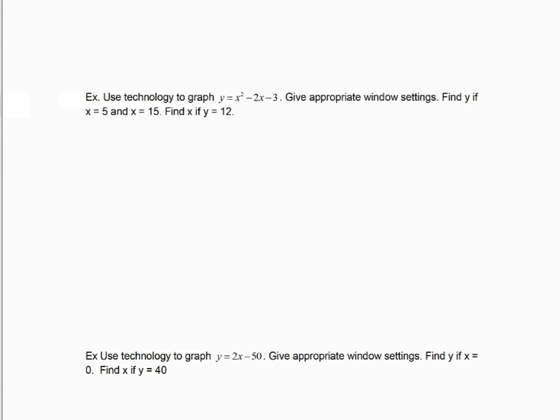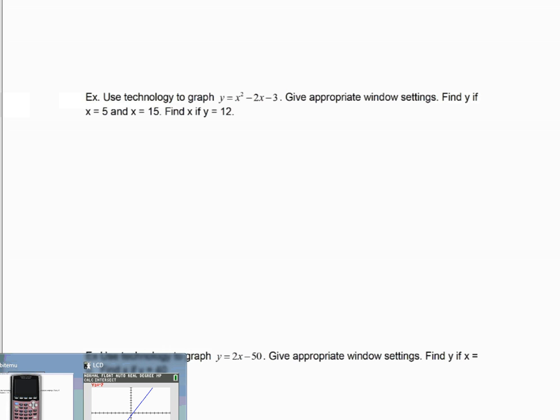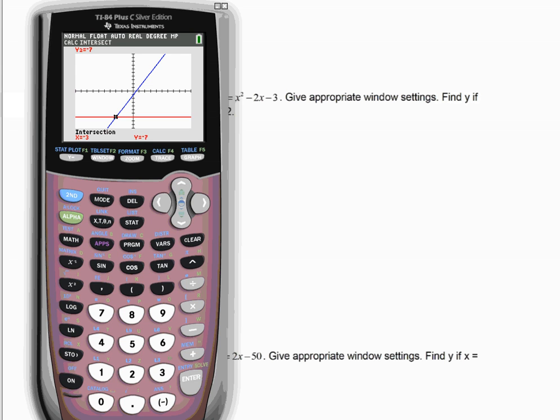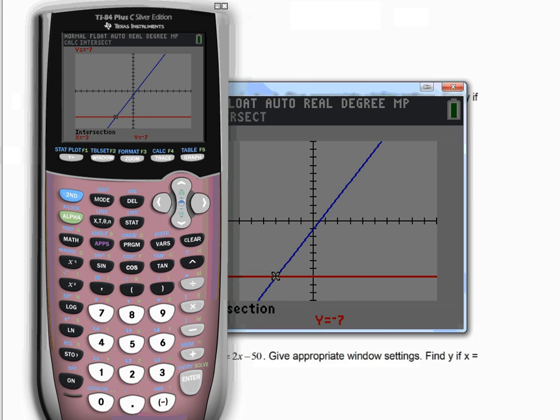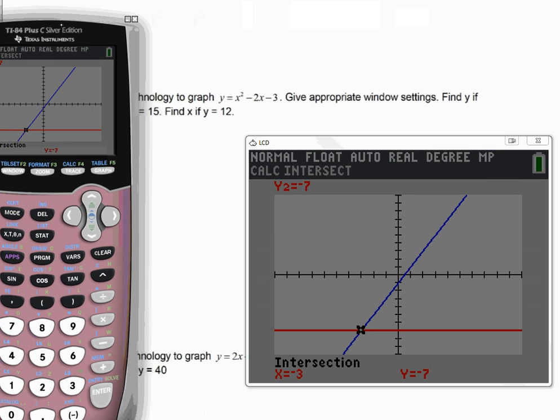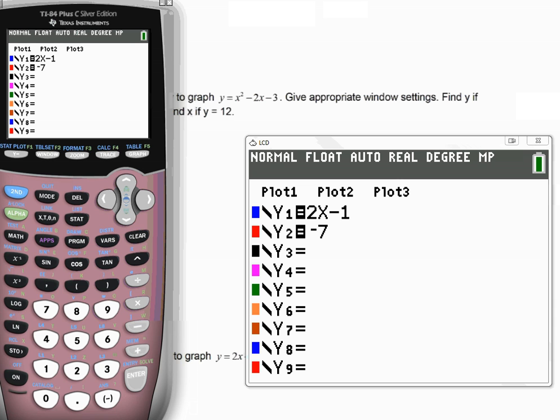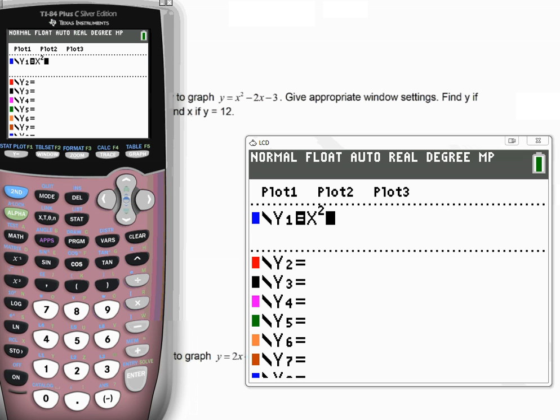Okay. So we're going to use technology to graph something fun. How about a quadratic? A quadratic is a function with degree 2, so a power of 2 in it. So the question says, graph y equals. So we're going to go to y equals. Clear everything that's there. Push clear, go down, clear, and type in that equation: x squared minus 2x, take away 3.